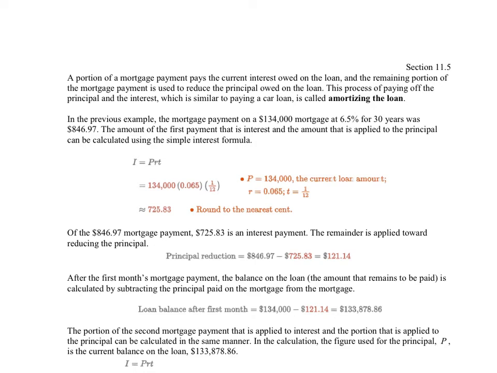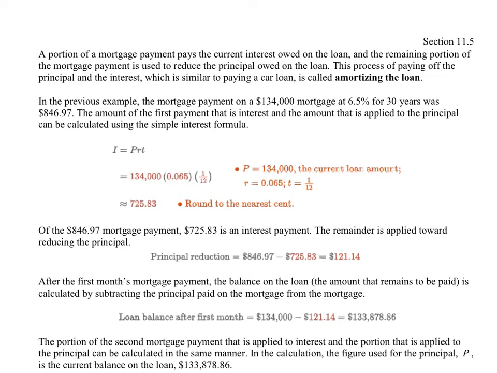A portion of the mortgage payment pays the current interest owed on the loan, and a portion of the mortgage payment is used to reduce the principal owed on the loan. This process of paying off the principal and the interest, which is similar to paying a car loan, is called the amortizing of the loan. In other words, let's go to a previous example that we looked at.